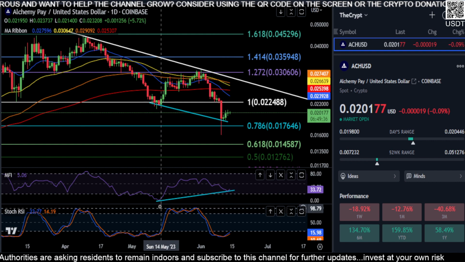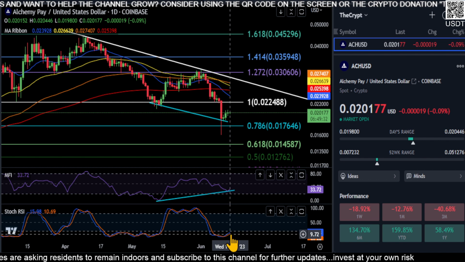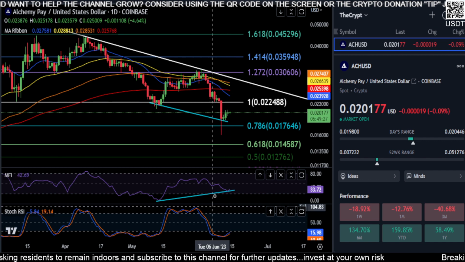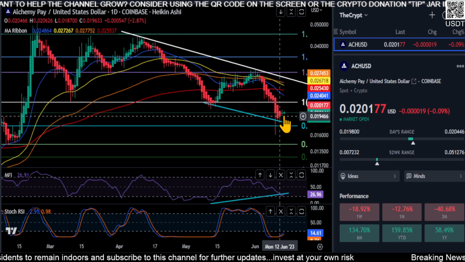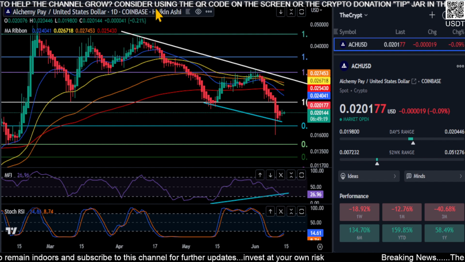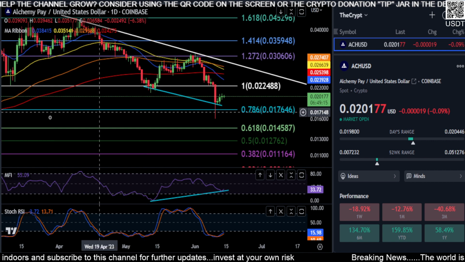You can see the money flow index is moving up here. You can also notice the stock RSI is curled up. So it looks like we're getting a little bounce. This is bullish divergence on the money flow index here. If we look at the Heikin-Ashi candles, Heikin-Ashi just started printing green, so it's starting to trend back to the upside. So with that said, what to watch for?